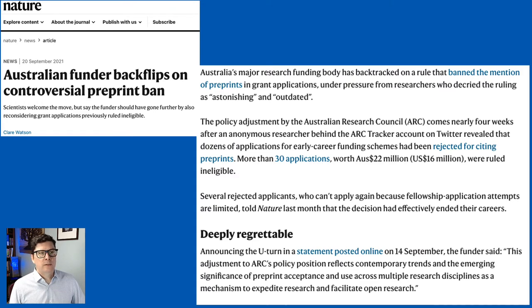This is a recent article from late September 2021. The Australian Research Council, up until very recently, had not allowed applicants to cite or even mention preprints in their application, or the application was withdrawn. In fact, in the most recent funding cycle before this article, more than 30 applications worth 22 million Australian dollars were ruled ineligible because they had cited preprints. Researchers were furious about this, and so now the ARC has reversed their policy and they allow applicants to cite preprints.